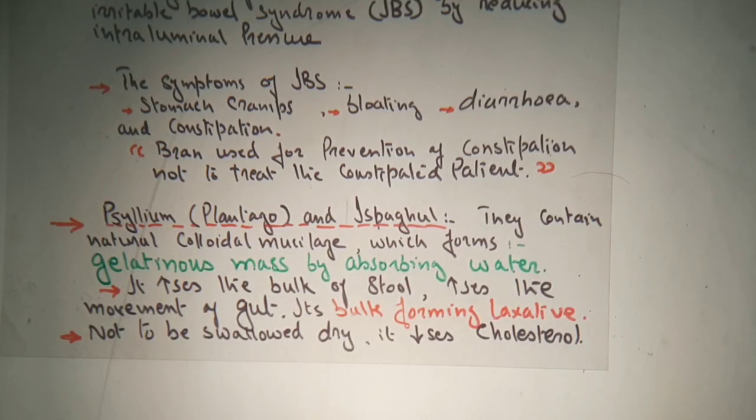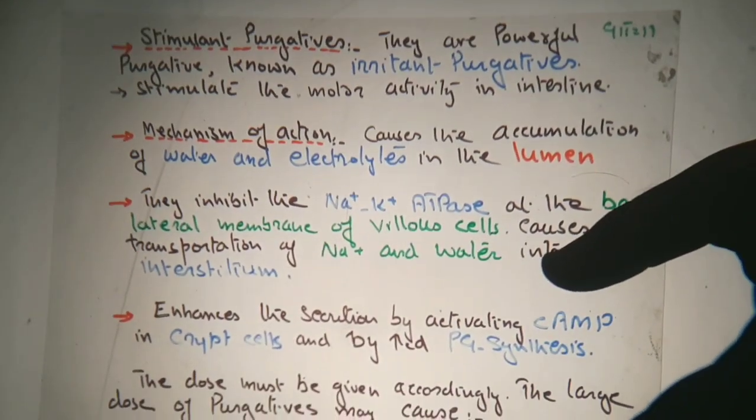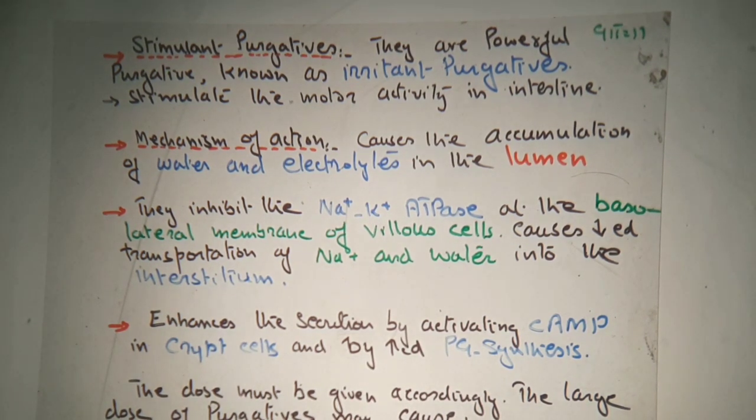It decreases the cholesterol level in the blood for the body, right? Now stimulant purgatives. Stimulant purgatives, again I told you that they cause stimulation. So whenever we use a stimulant purgative, they cause stimulation, and they are powerful purgatives known as irritant purgatives. Now why are they known as irritant purgatives? Because they cause irritation of the bowel. So whenever there is irritation of the bowel, they cause the process of purgation. So they are known as irritant purgatives.